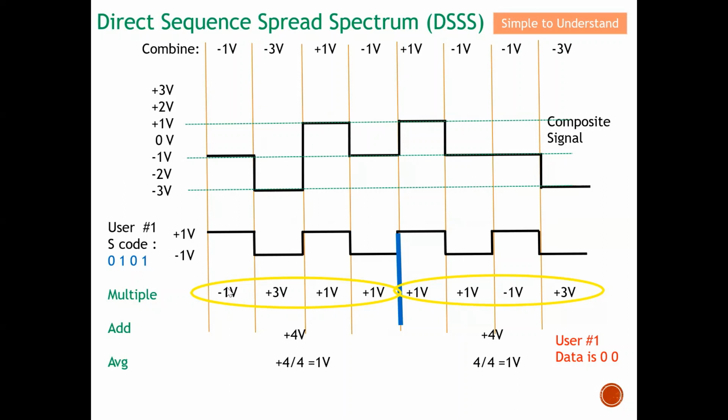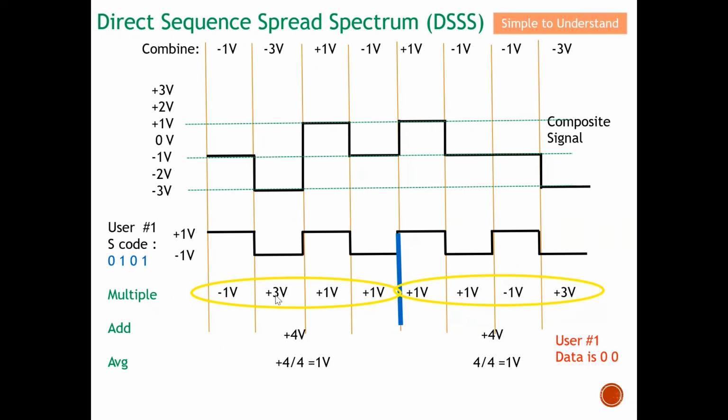-1 times +1 becomes -1. -3 times -1 becomes +3. +1 times 1 becomes +1. -1 times -1 becomes +1. +1 times 1 becomes +1. -1 times -1 becomes +1. -1 times +1 becomes -1 volt. -3 multiplied by -1 becomes +3 volt.